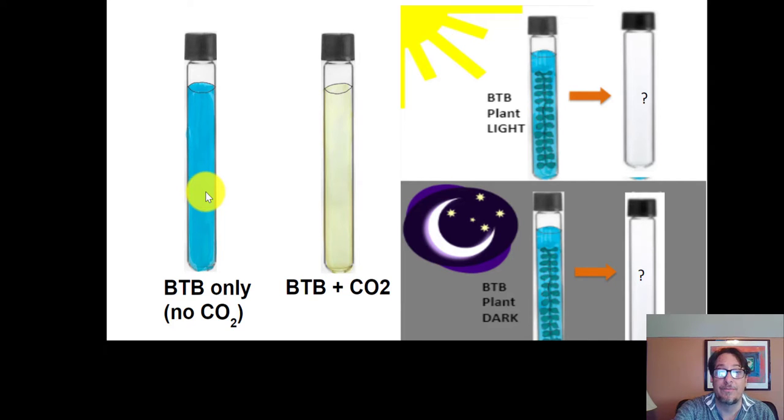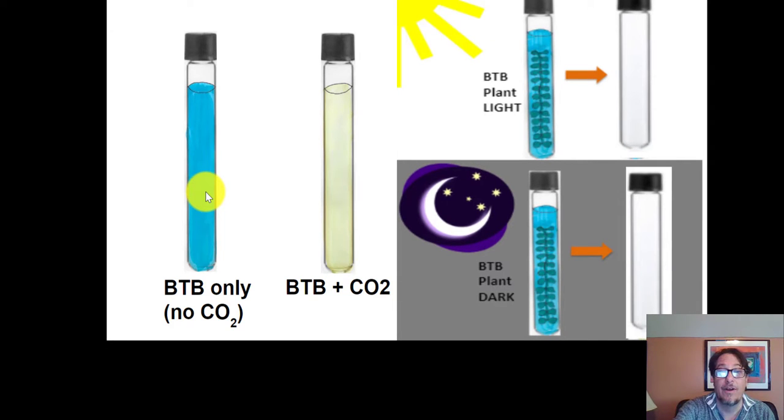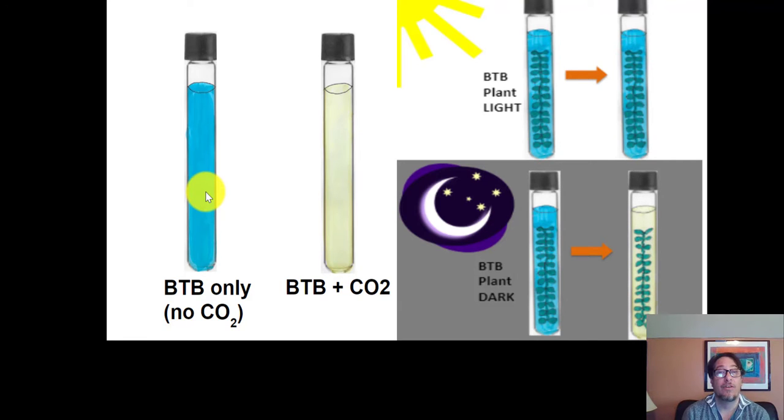Let's look at the results. So here they are. The plant that was just in the light, the water stayed blue. And the plant that was put in the dark, that didn't do photosynthesis, the water turns yellow.